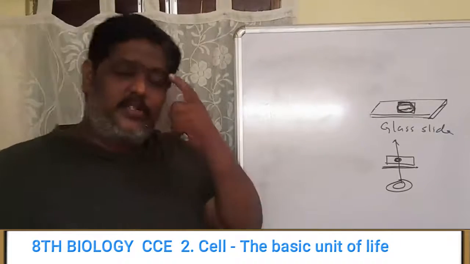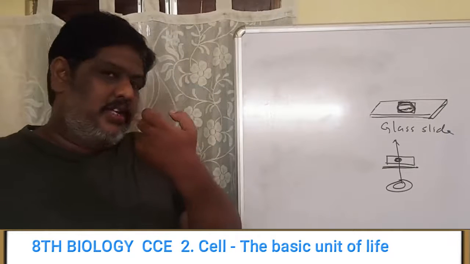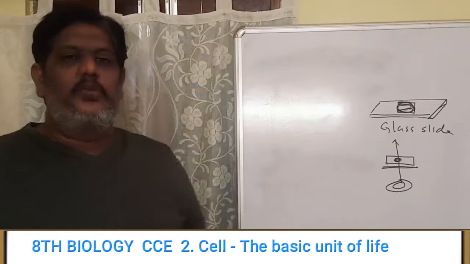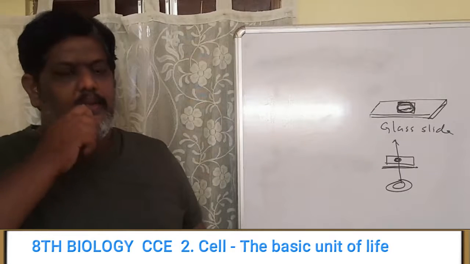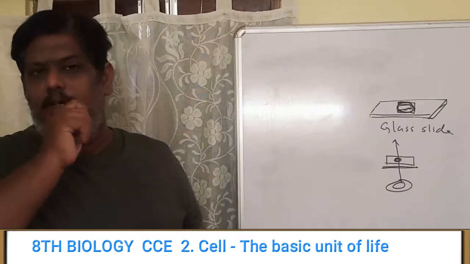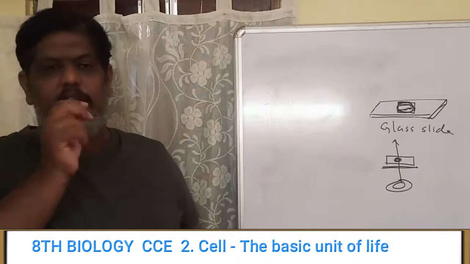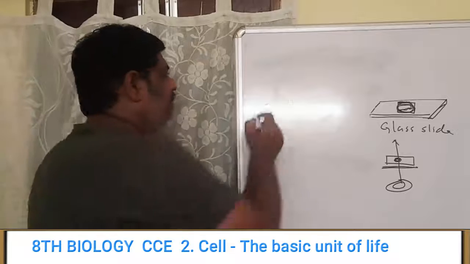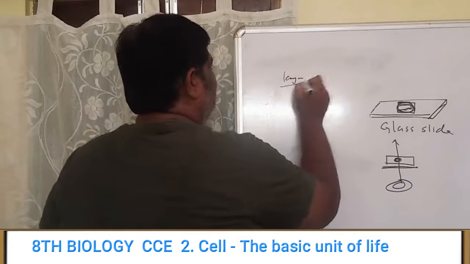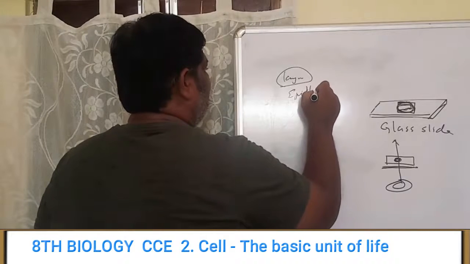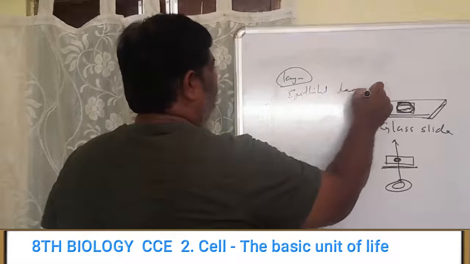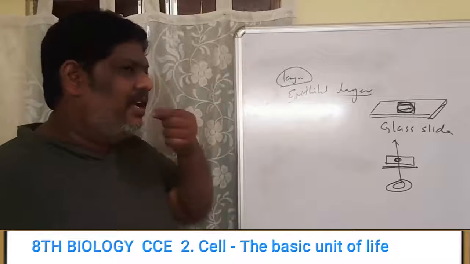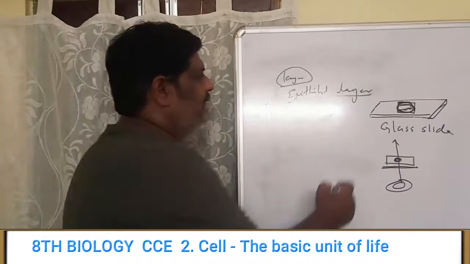If you take your cheek, it has a very thin, transparent layer. What we have to do is take a spoon and slowly scrape the inner part of the cheek, and remove a very tiny layer from it. This layer is nothing but the epithelial layer, the outer layer, and it will be transparent. You have to remove this layer, and again do the same experiment.